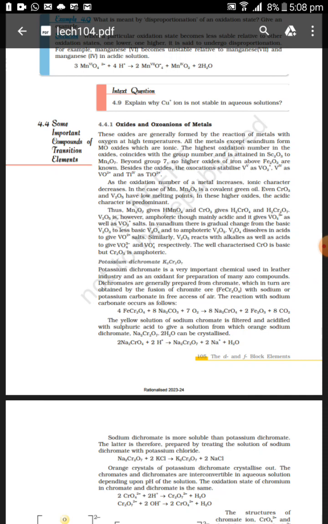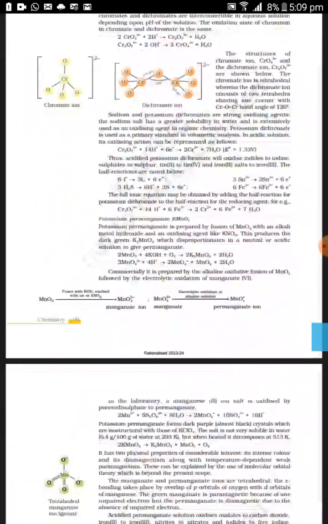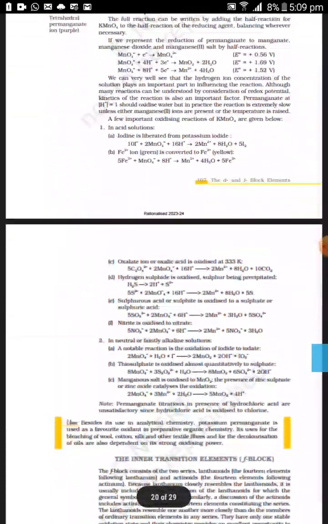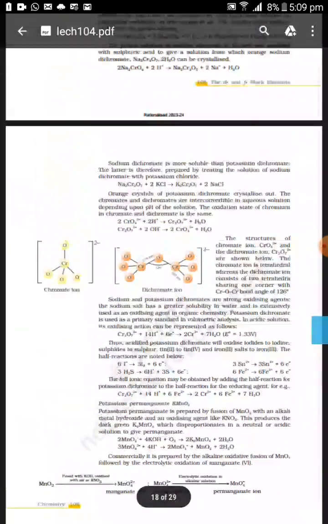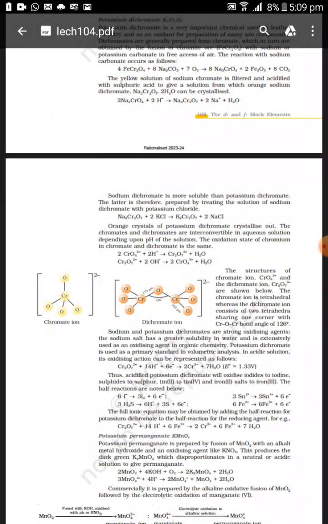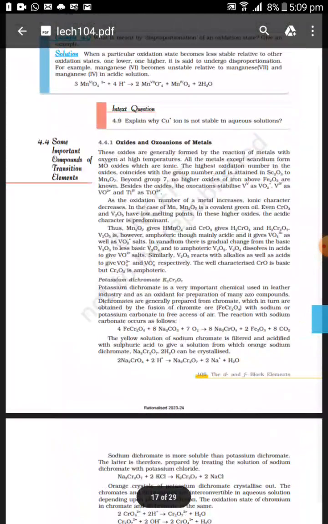Now we will discuss the topic some important compounds of transition elements. So two main important compounds are potassium dichromate, K2Cr2O7, and the second one is potassium permanganate, KMnO4, right? So first we'll start with potassium dichromate.